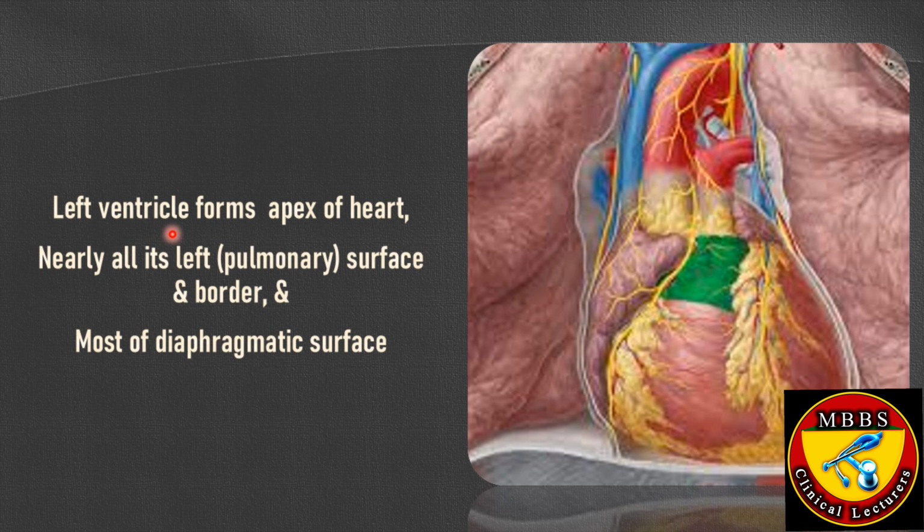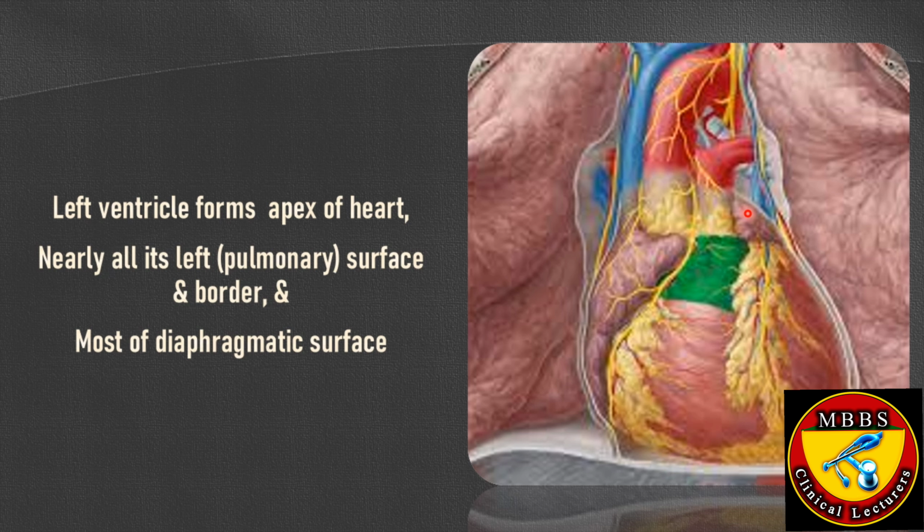The left ventricle forms the apex of the heart. This is the apex of the heart. This apex of the heart is formed by the left atrium. This whole is the left atrium. This is the left ventricle, and this is the right ventricle. Nearly all its left pulmonary surface and border and most of the diaphragmatic surface. So left pulmonary border, left pulmonary surface and diaphragmatic surface are formed by the left ventricle.